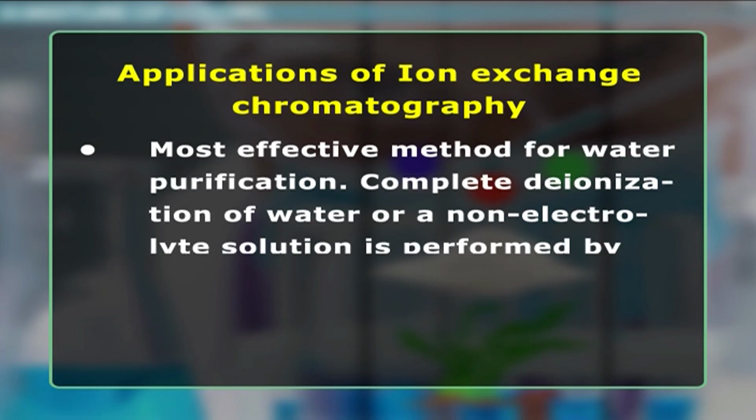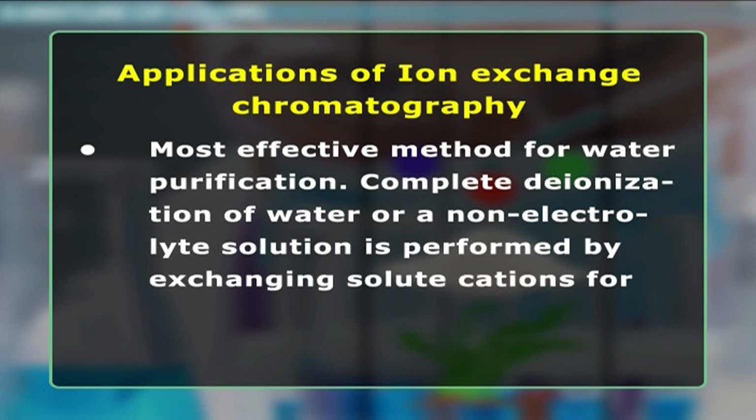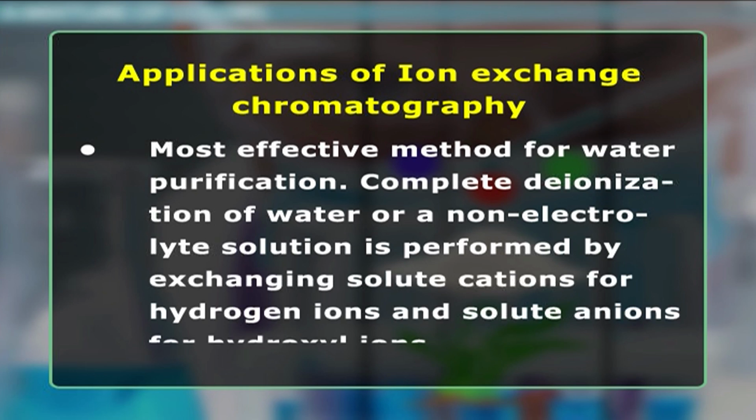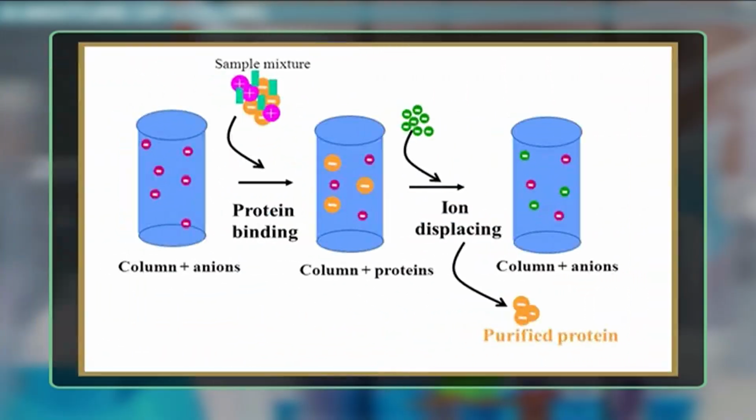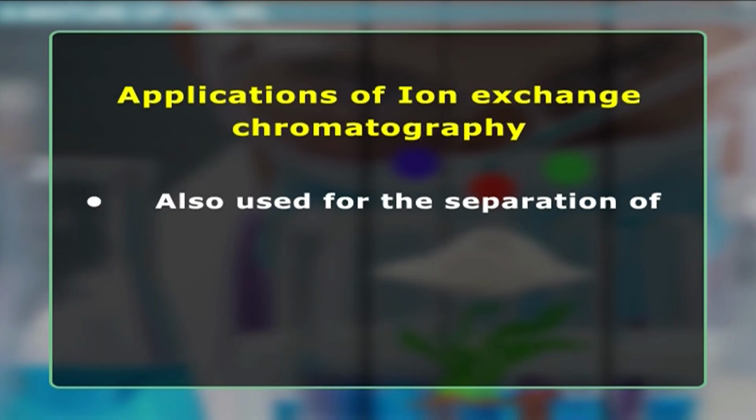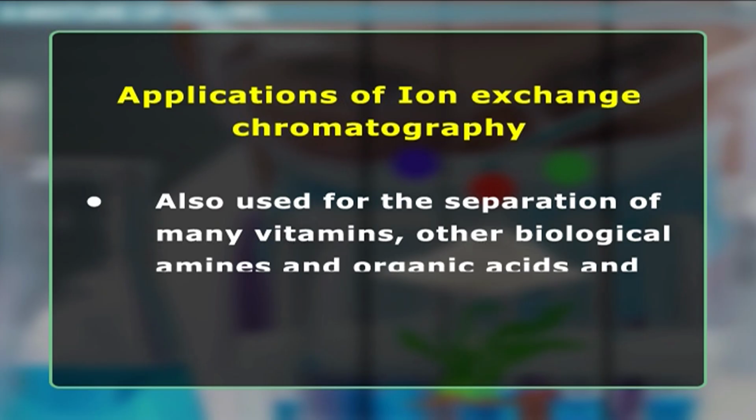Complete deionization of water or a non-electrolyte solution is performed by exchanging solute cations for hydrogen ions and solute anions for hydroxyl ions. This is usually achieved by the method used for softening of drinking water. Proteins are also successfully separated by this technique. It is also used for the separation of many vitamins, other biological amines and organic acids and bases. Now let us discuss chromatography with special reference to affinity chromatography and HPLC.